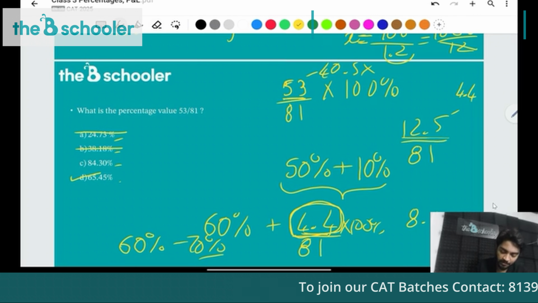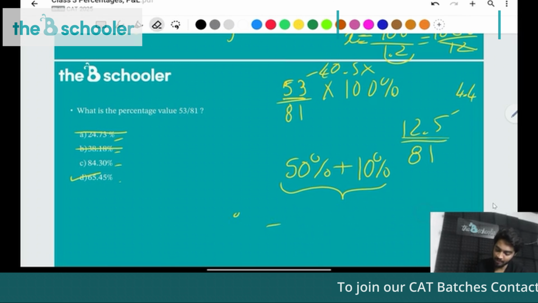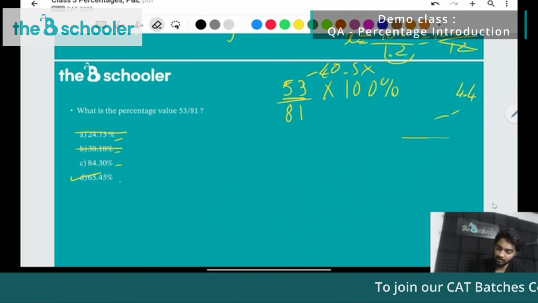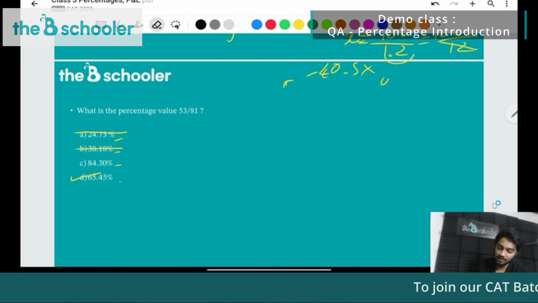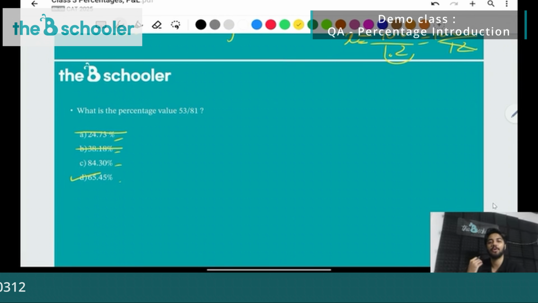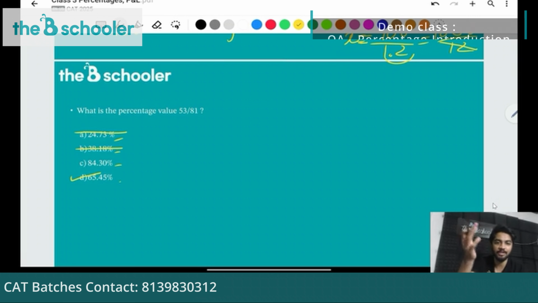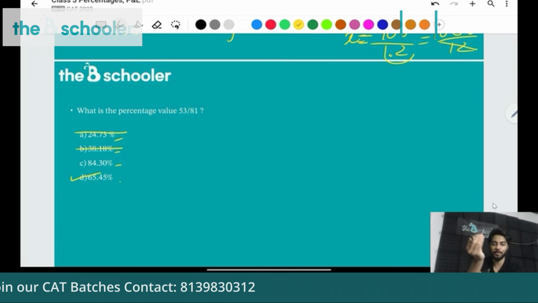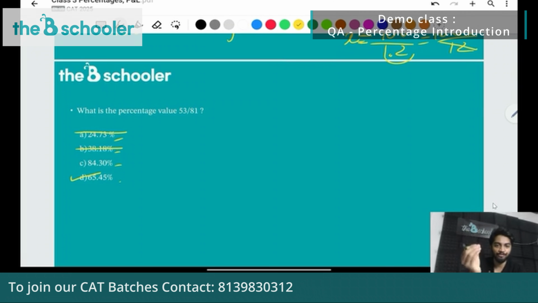Now, even if there is no option, let's say your friend comes to you and tells you, you know what, there was a class test out of 81 marks, and I got 53 marks, approximately what percentage is it? And let's say you don't even have a calculator with you. You're going to approach the same way. You don't have pen and paper, you don't have a calculator, you have to tell him instantly the approximate percentage of 53 out of 81.